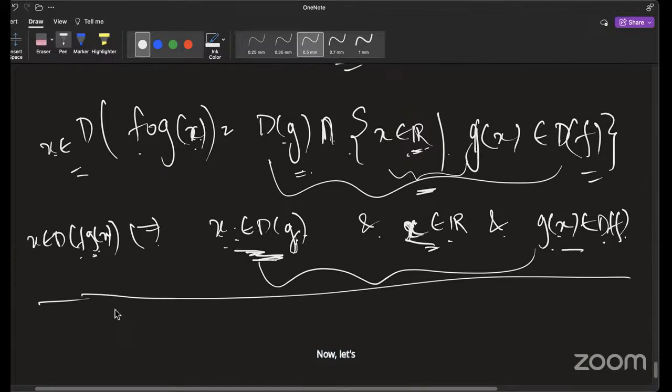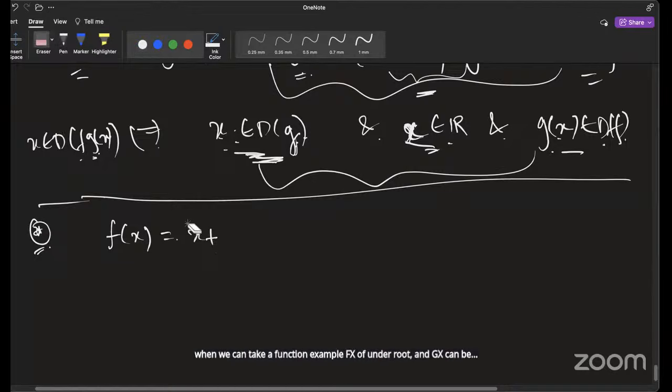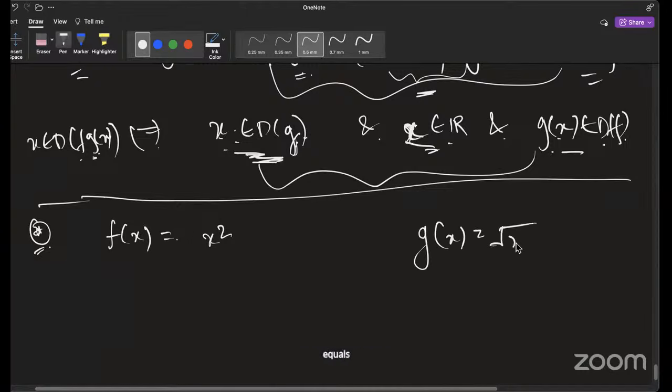Now let's do an example on this one. Is someone suggesting some example, or can I take one on my own? Then take your own. We can take a function example, f(x) of under root and g(x) can be... Let's just take square first. Let's say you have x square and you have g(x) equals to root x. We know that you'll have to mention here that your x is greater than 0. Even if it's not given, it's obvious that your x is greater than or equal to 0, right?